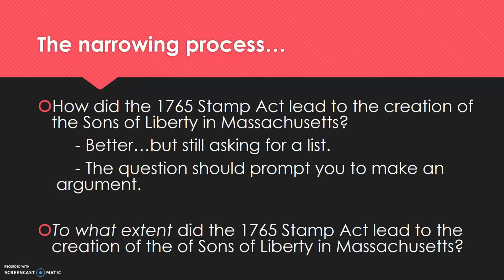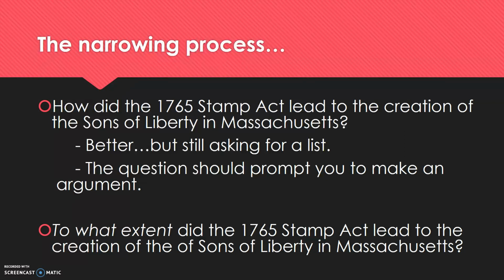If I ask that question, now I kind of invite debate. Either the Stamp Act really did strongly lead to the creation of the Sons of Liberty, maybe it didn't at all, or maybe it did for some people and not others, or maybe it started something and then other factors also had an impact. So it forces me to weigh how much the Stamp Act actually made a difference in the creation of the Sons of Liberty.